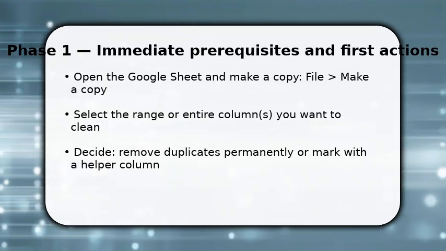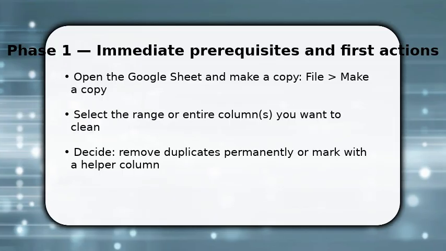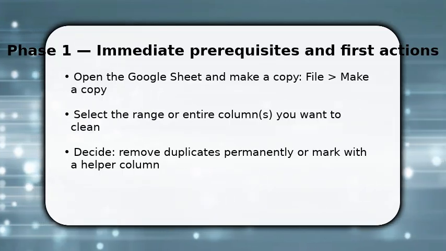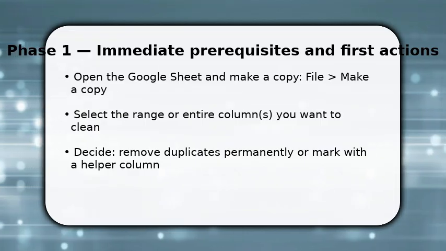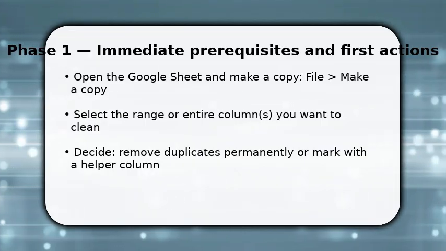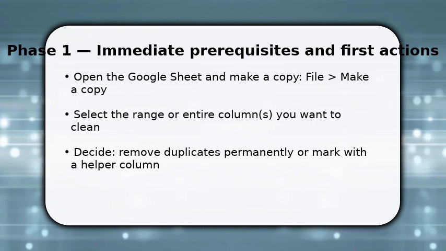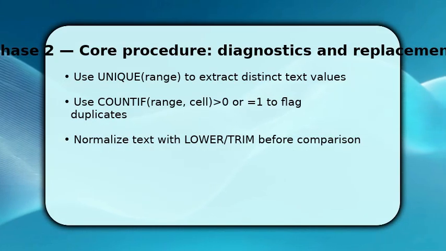Use Data cleanup, Remove duplicates when ready. That's the built-in quick method. Once done, review flagged rows so you understand what the tool matched and why. Now handle tricky duplicates caused by casing, extra spaces, or partial matches.